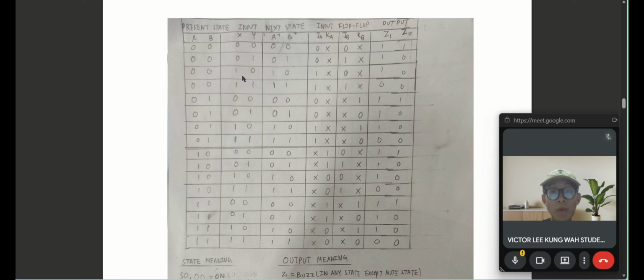For S2 state, that means 1, 0. The next state is also 1, 0. For output Z1 and Z0, that means buzz and light, buzz is on, but Z0 is off. For S3 state, that means mute state. The next state is the mute state, the S3 state. And buzz and Z0 are both off because this walkie-talkie is already off. Okay, right now I'm going to let my teammate Tao Chun Chuan explain the waveform, the circuit, and also the state diagram. That's it for now.